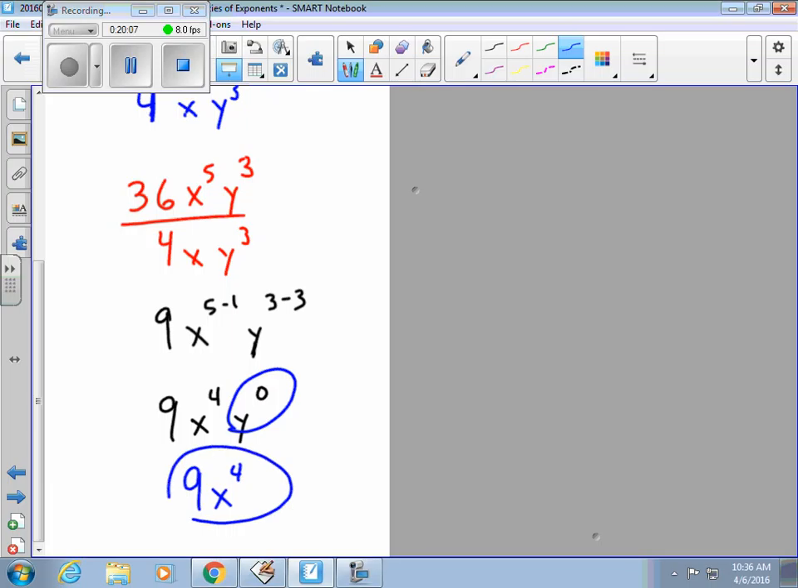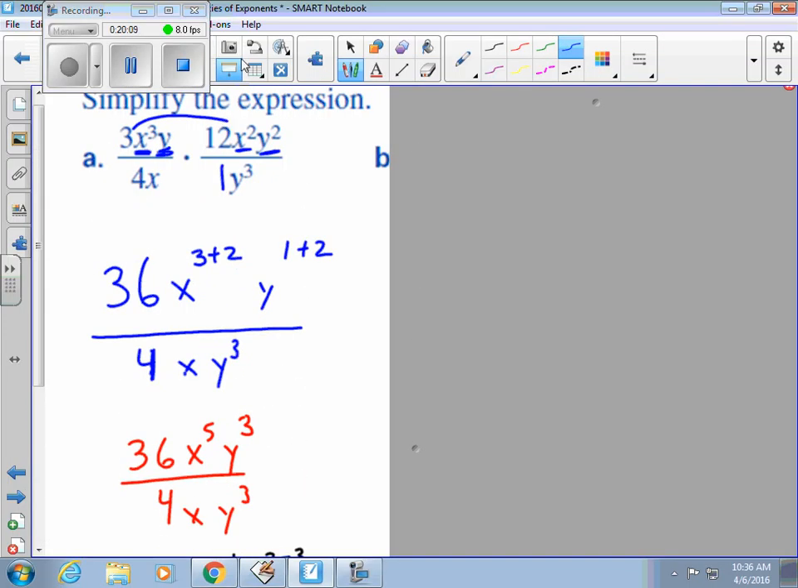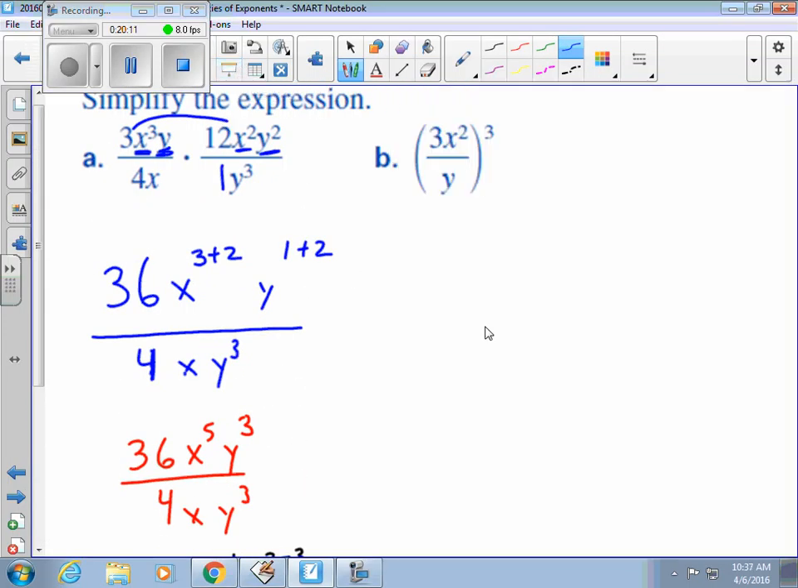One more problem. Let's check it out. Let's see how we can do. This one here, 3x squared over y, all to the 3rd power. Take another 45 seconds on that one.